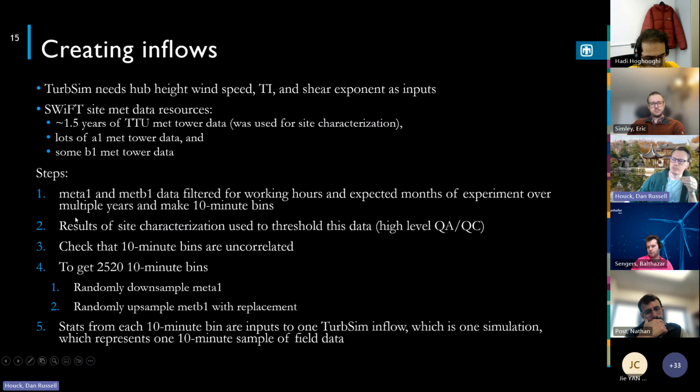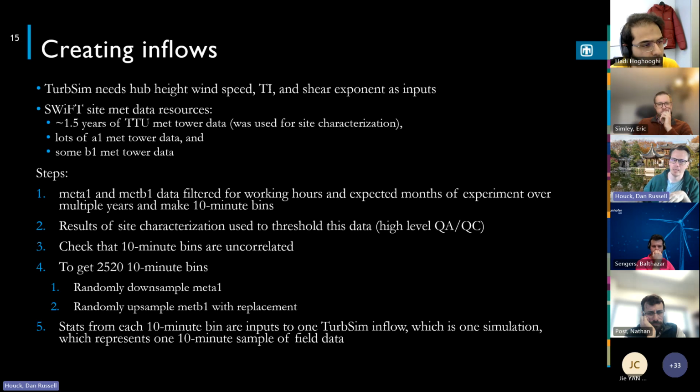For the experiment we wanted to represent, we needed a total of about 2,500 10-minute bins from each Met tower. It turned out that we had a lot of data in Met A, so we randomly selected from those to downsample to that number. We did not have enough data in Met B, so there we had to randomly upsample. This could create an issue where we are introducing a bias, depending on whether our sampling of conditions in Met B was even or not. We had to accept that. I think on the next slide I'll show how we can get a look at that too, but for the purpose of the demonstration, that's what we had to do.